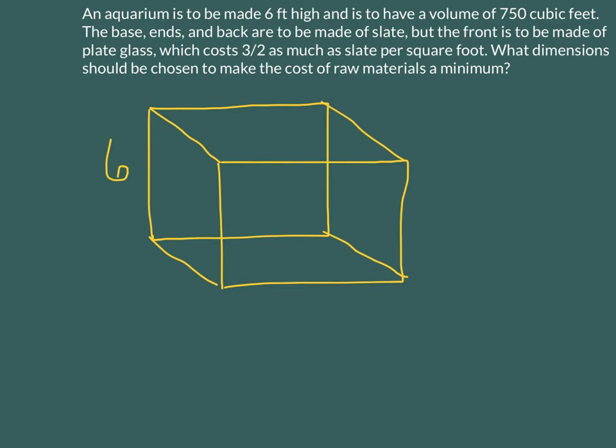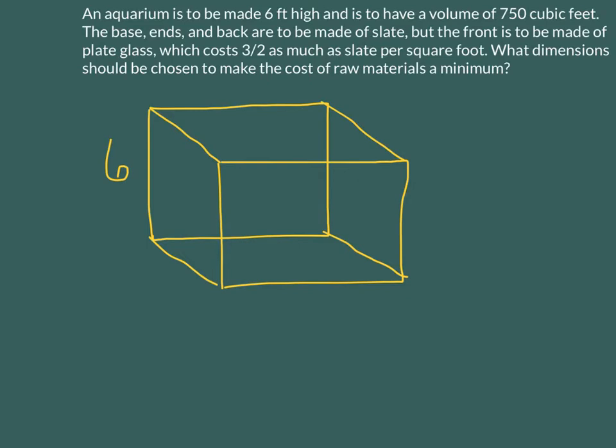In this video, I'm going to solve this optimization problem. We want to build an aquarium that will be 6 feet high, and it's to have a volume of 750 cubic feet. The base, ends, and back are to be made of slate, but the front is to be made of plate glass, which costs 3/2 as much as slate per square foot. What dimensions should be chosen to make the cost of raw materials a minimum?